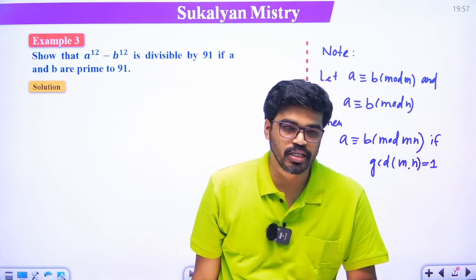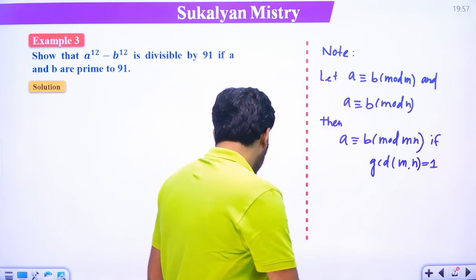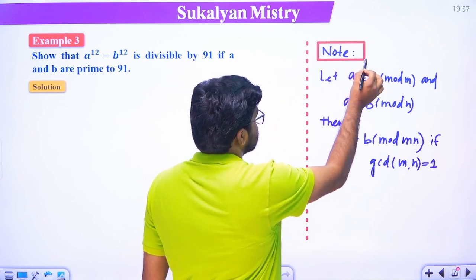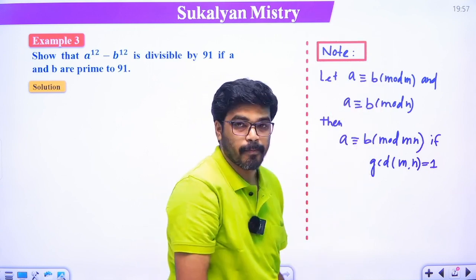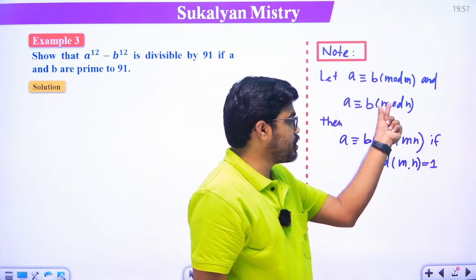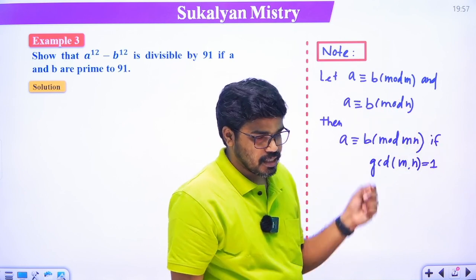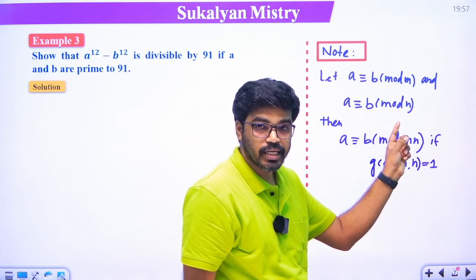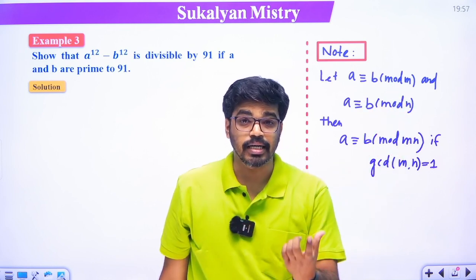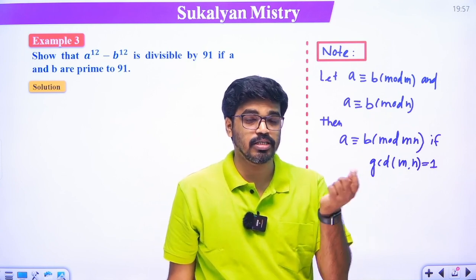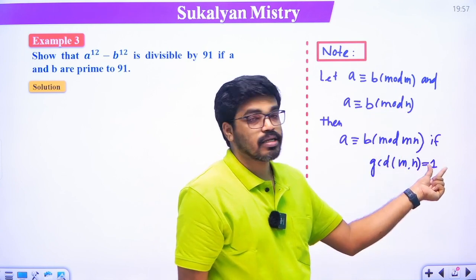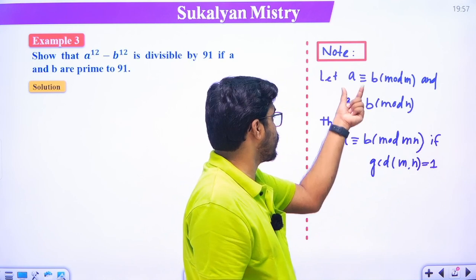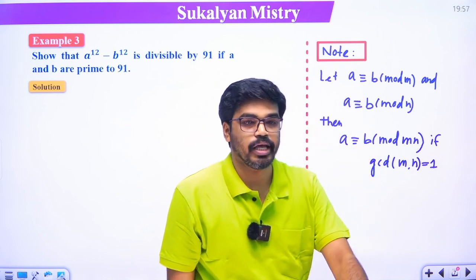So first of all, note this: if A is congruent to B modulo M and A is congruent to B modulo N, then A is congruent to B modulo MN, provided M and N are relatively prime, that is, co-prime. Co-prime means GCD of M and N is 1. So if GCD of M and N is 1, then we conclude that A is congruent to B modulo MN.